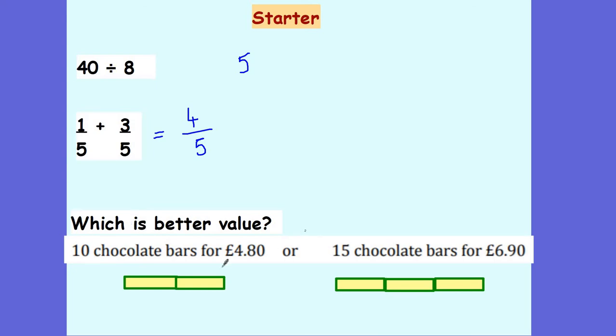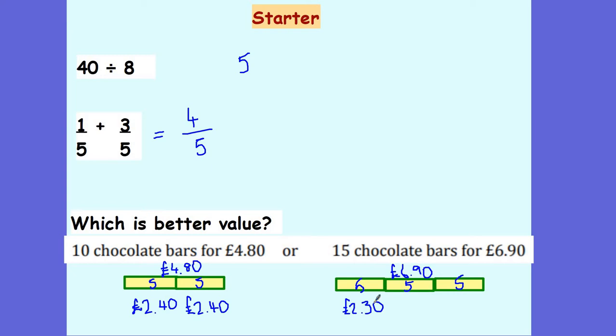And which is better value? 10 chocolate bars for £4.80 or 15 for £6.90? Well, I'm going to split my 10 into two lots of 5. So I know that 5 chocolate bars is worth £2.40 because £2.40 plus £2.40 will give me £4.80. I'm going to split my 15s into 5 as well. £6.90 is 15. So if I divide that by 3, I can work out that 5 chocolate bars is going to be worth £2.30.